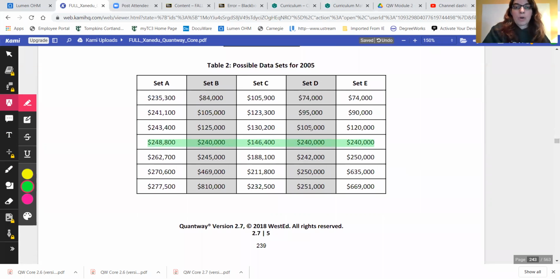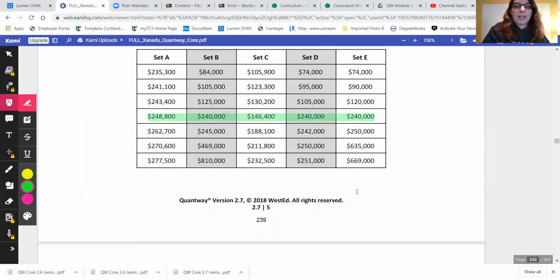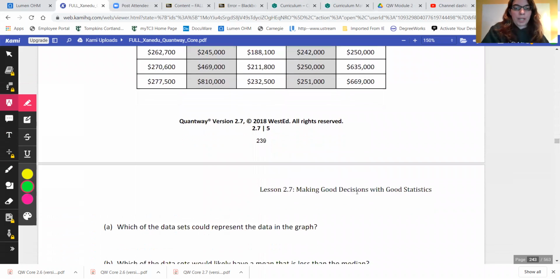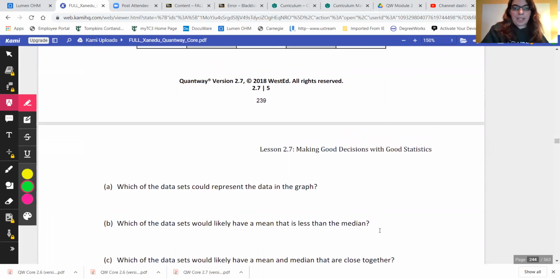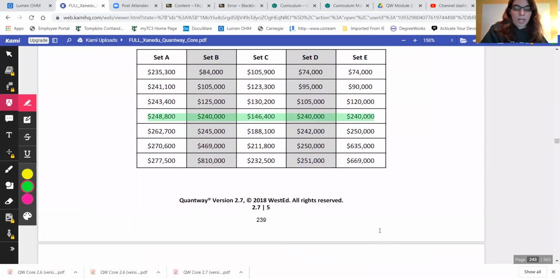What we're trying to do is figure out which of these data sets, and there are going to be 2 of them, could possibly be the data set for 2005. We know from the graph we have a median and a mean for 2005. We want to know which of these data sets would be an example of that. This goes with down here: which of the data sets could represent the data in the graph? There are 2 of them. Which of the data sets would likely have a mean that is less than the median? And which would likely have a mean and a median that are close together? I'm going to let you work on that in just a minute.